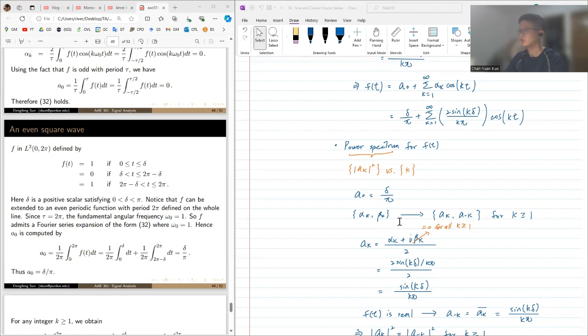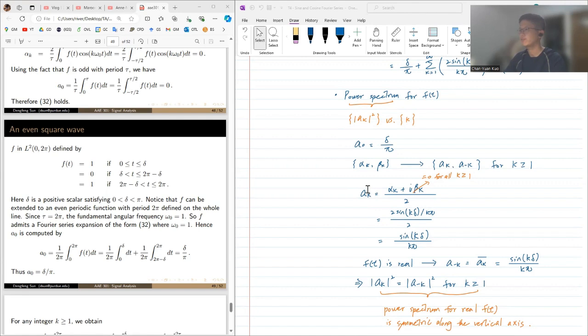So we would have to do a conversion to convert the Fourier coefficients alpha k and beta k into the coefficients ak and a negative k. And to do that, we would have to revert to this equation here. So ak is equal to alpha k plus i beta k over 2. And we know that beta k is 0 for all k that are greater than or equal to 1. So here we will be left with alpha k over 2. And we know alpha k is just 2 times sine of k delta over k pi. So in the end, we know that ak is equal to sine of k delta over k pi.